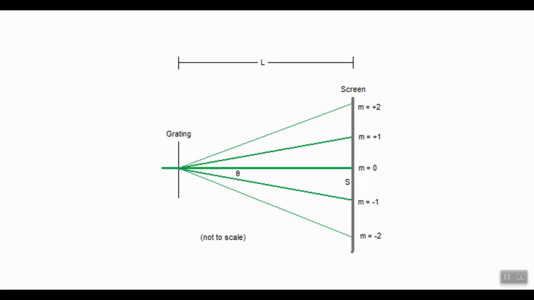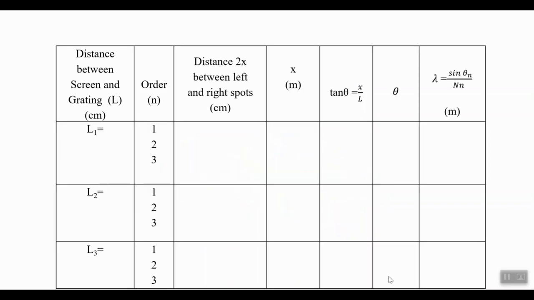You will get a pattern like this, and the pattern consists of the central maximum followed by first order maxima on both sides of it, then second order maxima on both sides of it, and the distance between the grating and the screen is taken as L. This is the observation column. The distance between the first order spots on both sides of the central maximum is measured as 2x centimeters. From this, calculate the value of x.